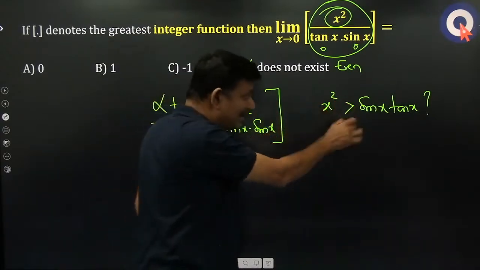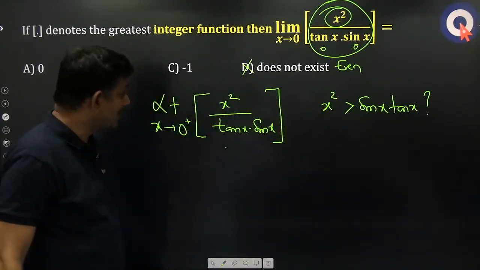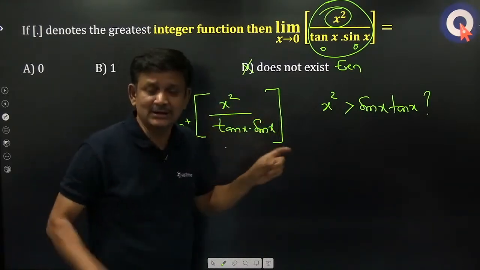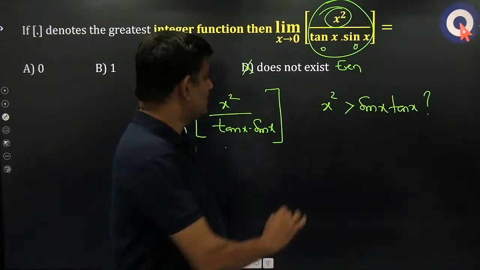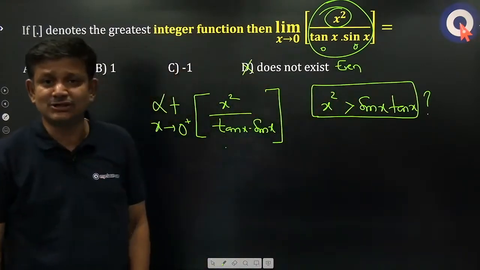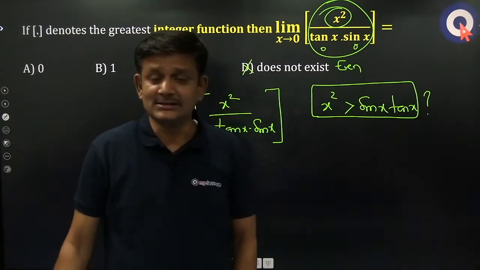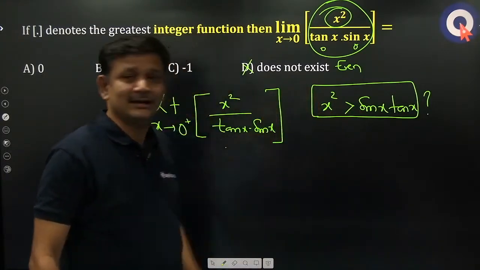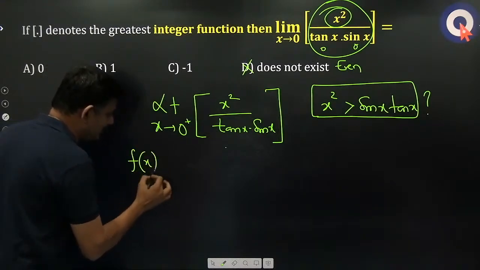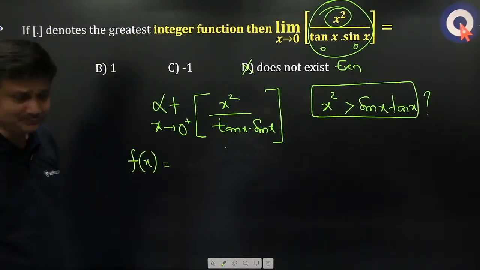Had x square been less than sin x tan x, then you can say the numerator is smaller than the denominator, this ratio is less than 1, and the integral part would be 0. So now the question is identifying whether x square is greater than sin x tan x or less than sin x tan x. For that you have multiple ways of doing this question.